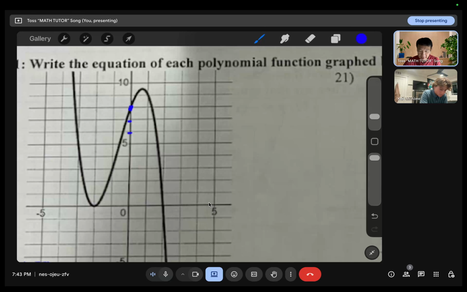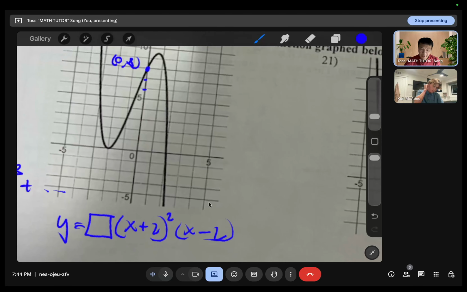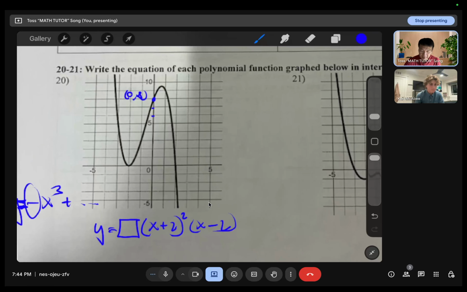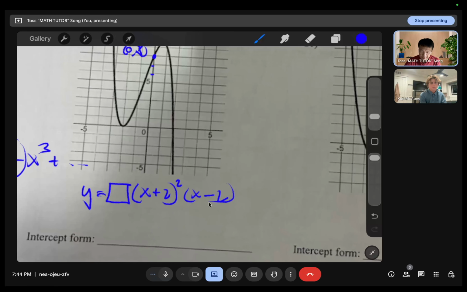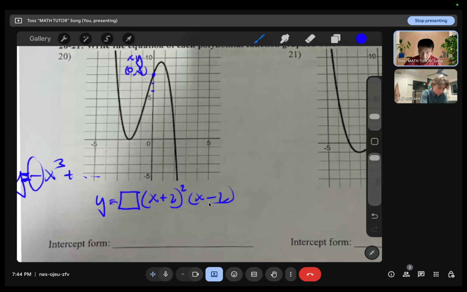So this point is the one that I'm going to use. What is that? 0, comma 8. The y-intercept is best. Yeah, do the y-intercept. You cannot use the x-intercepts anymore because you already used them. So we're going to do that. X and y will be that. Right, therefore, let's do it. So y is 8.